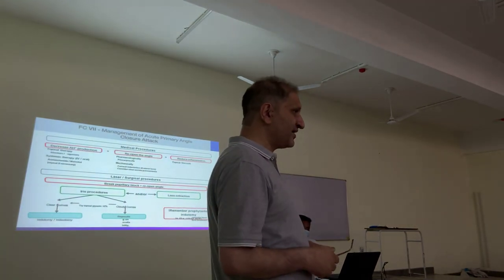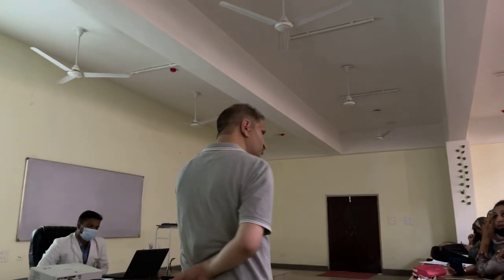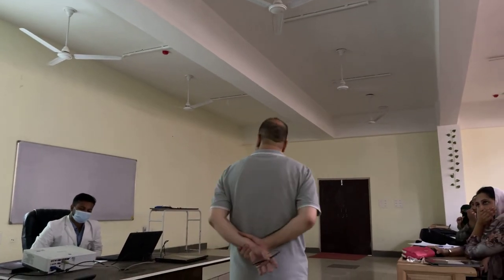If it is not controlled with these, there are other procedures. You can do a trabeculectomy, which is a surgical procedure. Or you can remove the lens. Once you remove the lens, the angle will open back up. That's called clear lens extraction. I think that's all I have to say.